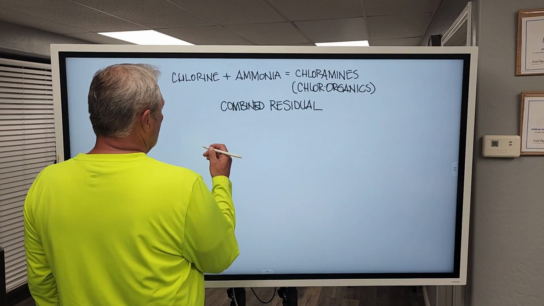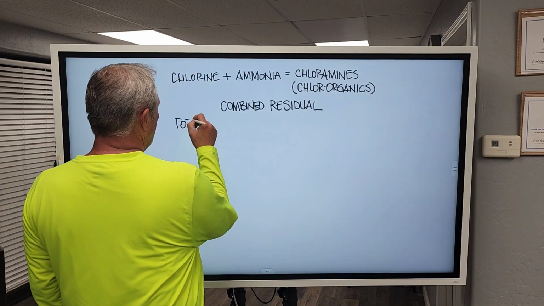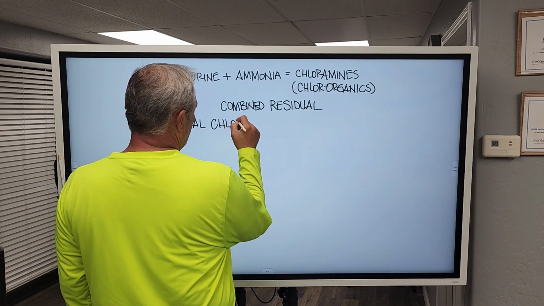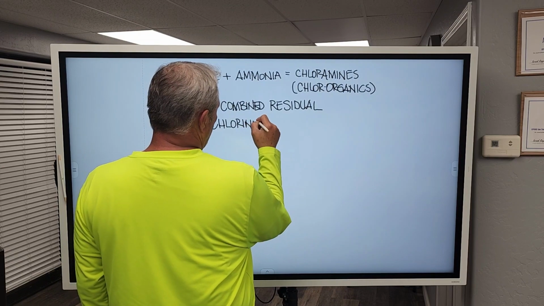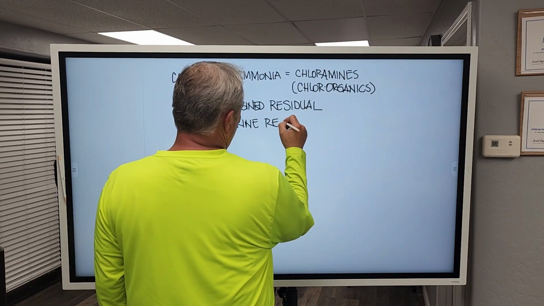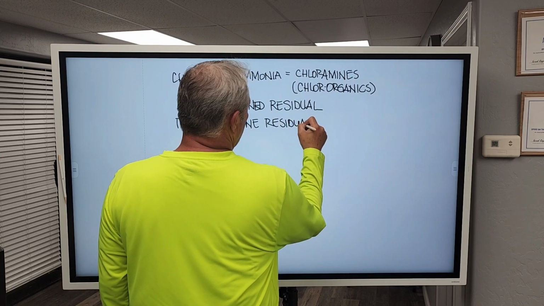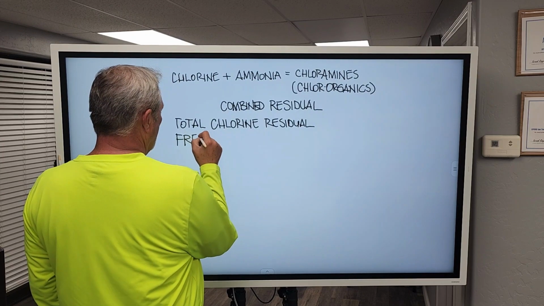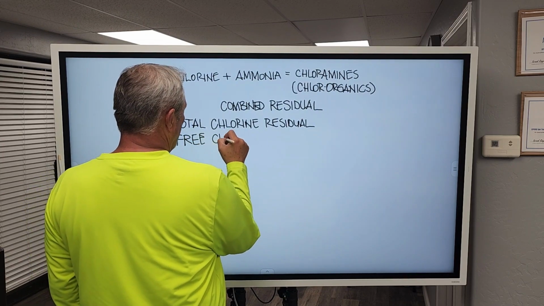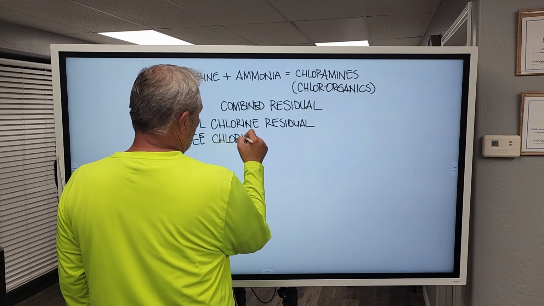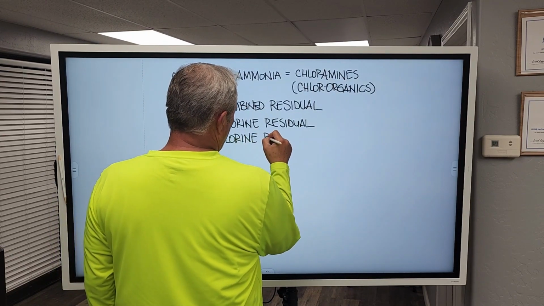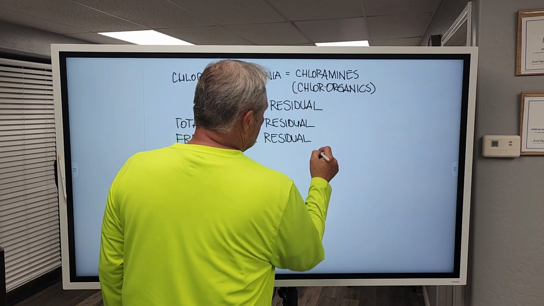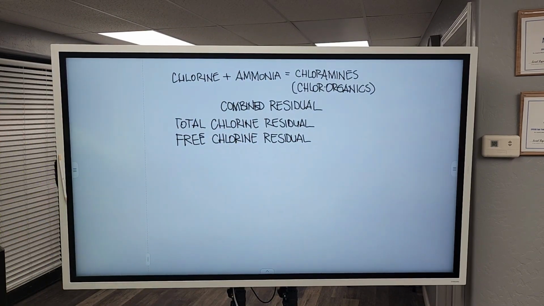We have what we call total chlorine residual, and we have free. And we have two different tests that we can do in the field.